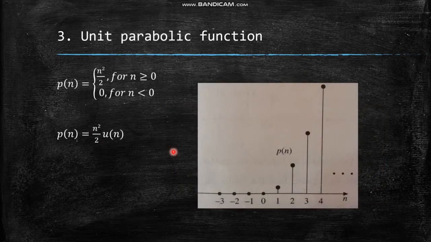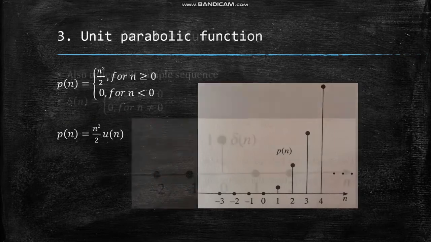Unit parabolic function. A unit parabolic function is represented by the letter p of n. The signal p of n can be written by the condition p of n is equal to n square by 2 for n greater than or equal to 0 and 0 for n less than 0. In terms of the unit step signal, the p of n can be written as p of n equal to n square by 2 u of n.